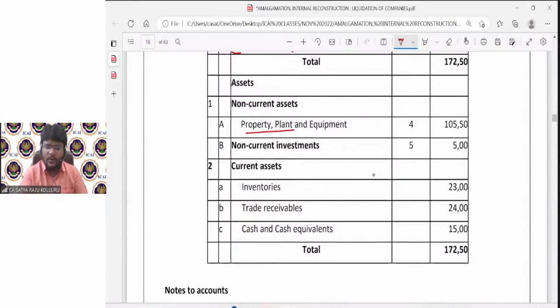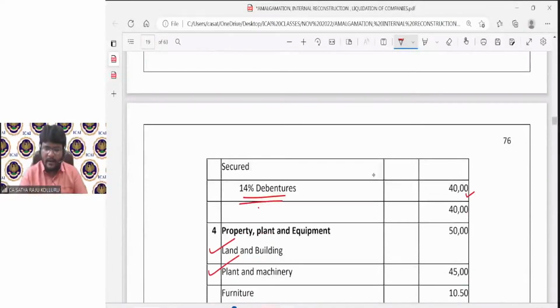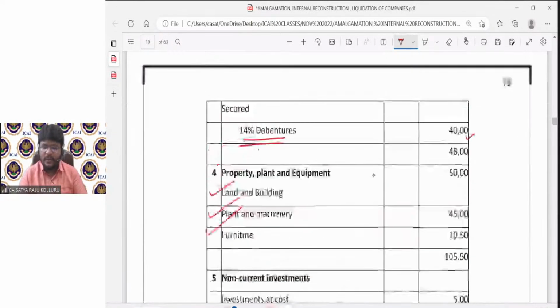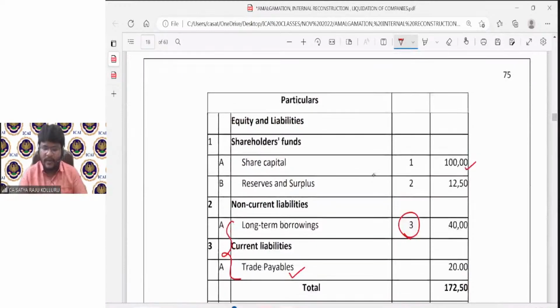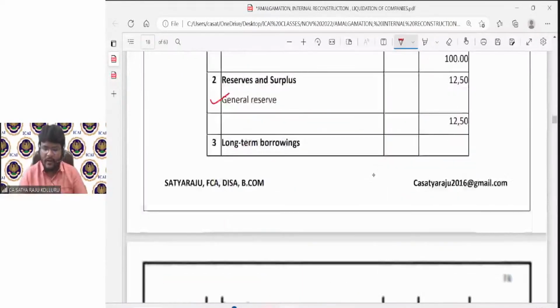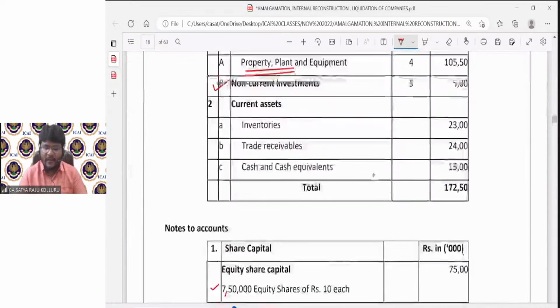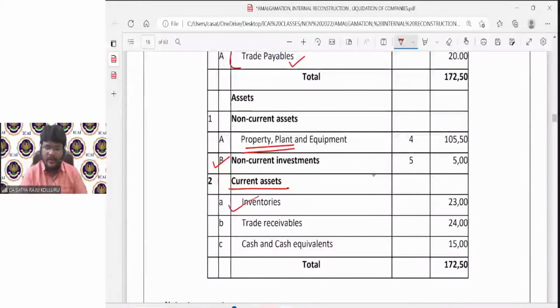Coming to assets under property, plant and equipment, what is he giving? Land and building, plant and machinery, furnitures. Three components are there in the PPE. Next, non-current investments were given. Investment at cost price was given, which is 5 lakhs. The other assets are current assets: inventory, trade receivable, cash and cash equivalent.